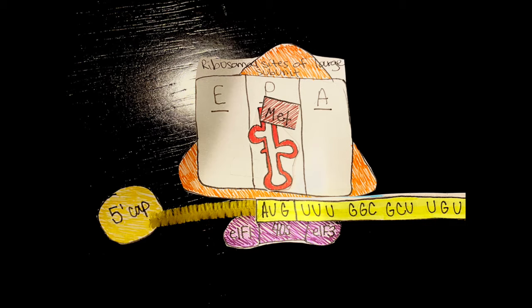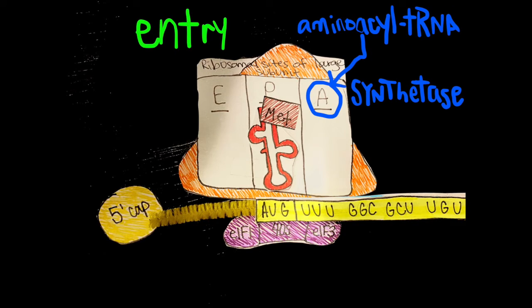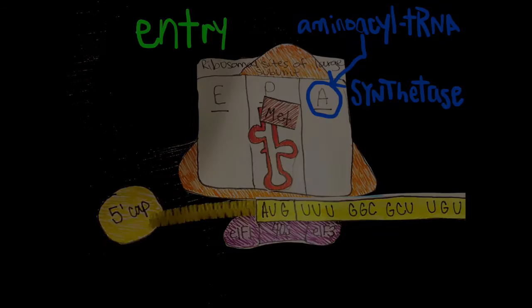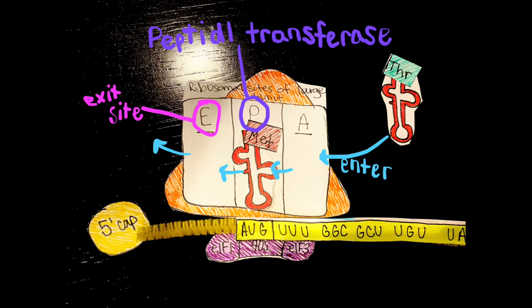The large ribosomal subunit contains 3 sites. The A site is the entry point. The P site carries the peptidyltransferase that will eventually carry the polypeptide chain. The E site releases the now dissociated tRNA in order to make room for the next tRNA down the line.